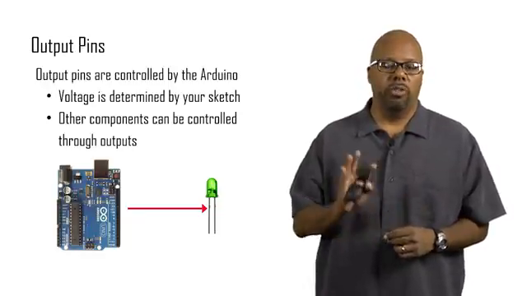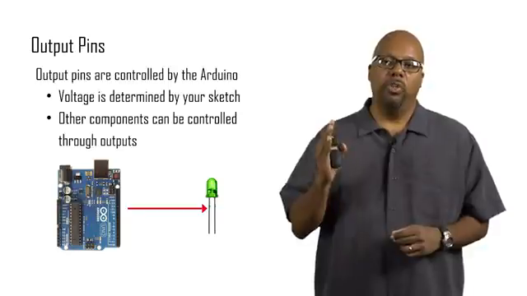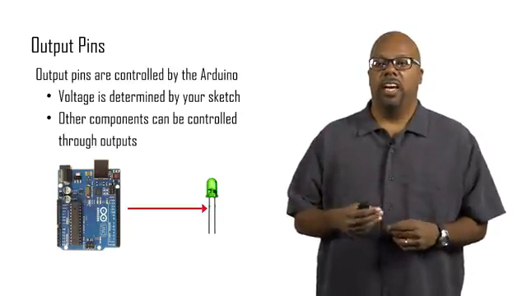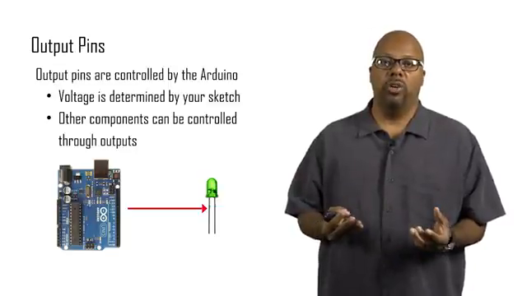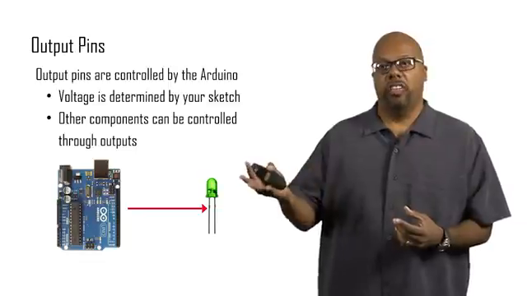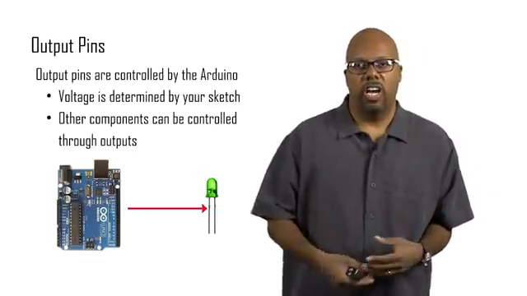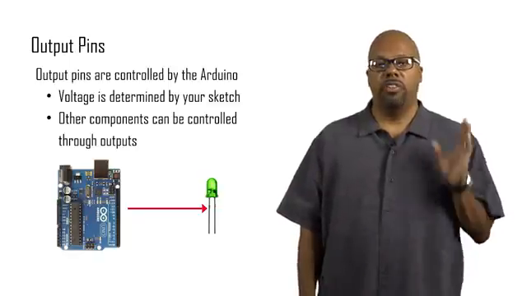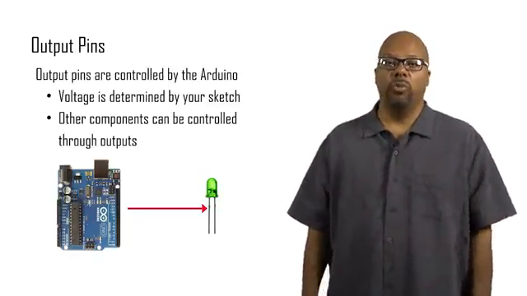You'll probably use a resistor in between, but I'm not drawing that right now. But you can wire the leads of the component to the Arduino's pins, and then write a sketch that assigns voltages to those pins and does something to the LED, presumably turns it off and on or makes it blink or something like that. So that's what output pins are for. Output pins are for controlling other devices from your Arduino.